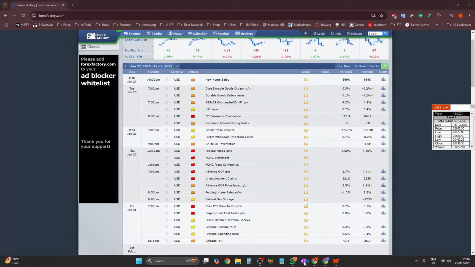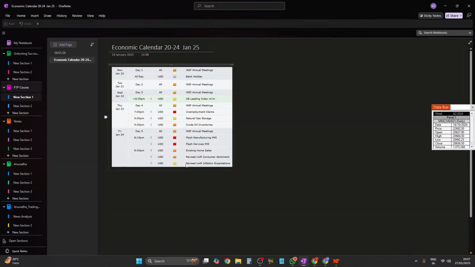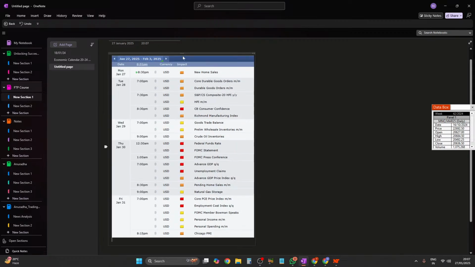So what I have done is I have just taken a screenshot of the weekly news there, and I'll just paste it on a new page right now. So the way I analyze this weekly economic news is basically to decide which are the days and which are the sessions which I should be trading in, and which are the sessions that I should stay out from.